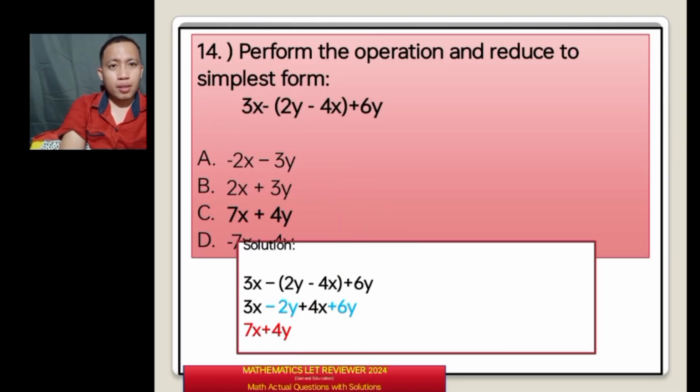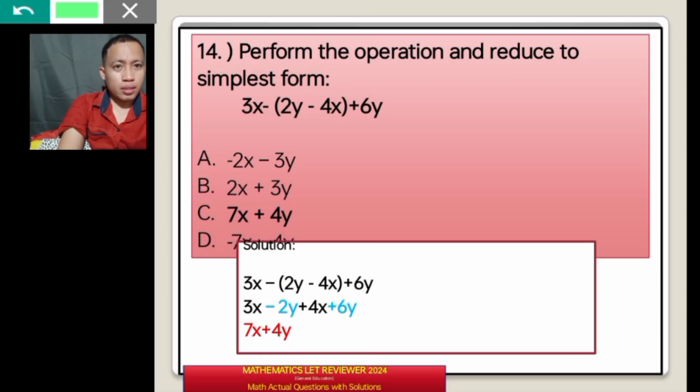We have our second to the last item, number 14. Perform the operation and reduce to simplest form: 3x minus the quantity of 2y minus 4x plus 6y. All you have to do is multiply the sign. Just like this, copy the given problem. Then, multiply this negative to the inner negative. Just like negative times negative, we have positive.